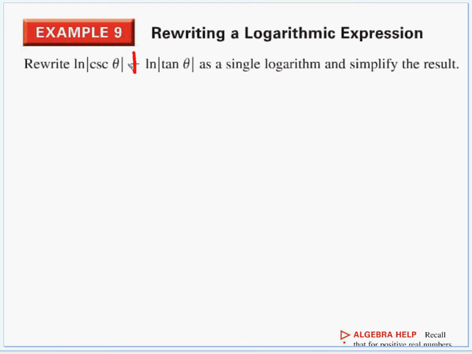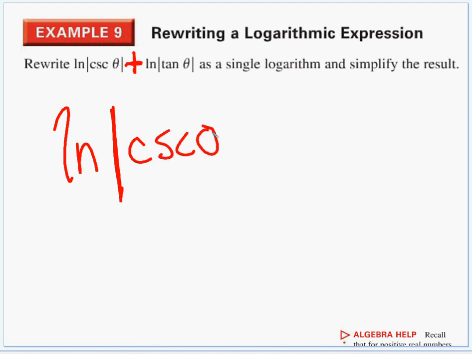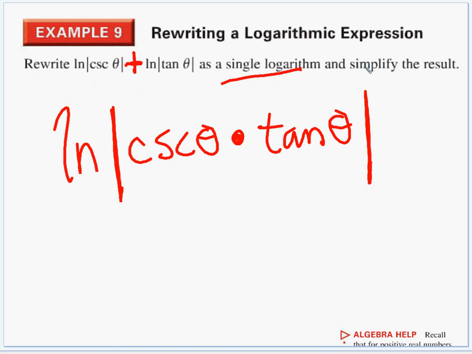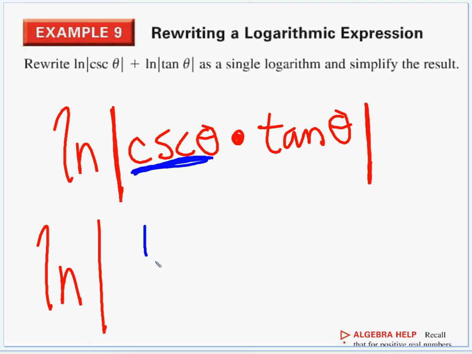But we got a log plus a log. So that will combine into the natural log of the product: cosecant theta times tan theta. So we wrote it as a single log, and now it says simplify. So let's start thinking, what can we do with those? I always do like to fall back to the strategy of turning everything to its sine or cos form. Cosecant theta, well, that's 1 over sine, times tan, that's sine over cos.